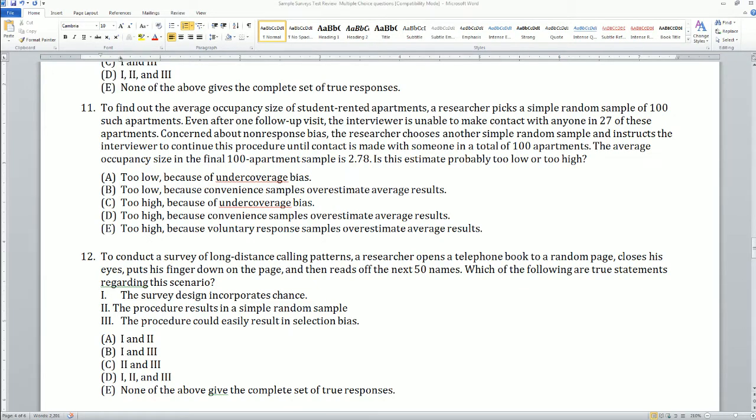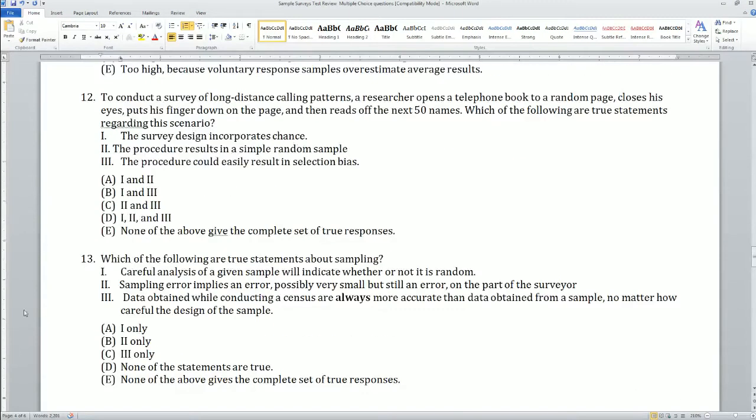Okay? Right. 12. To conduct a survey of long distance campus, a researcher opens a telephone book to a random page, closes his eyes, and puts his finger down on the page. Conclusion is made. Which of the following are true statements regarding survey? One, the survey design incorporates chance. Two, the procedure results in a simple random sample. Three, the procedure could easily result in a selection bias.